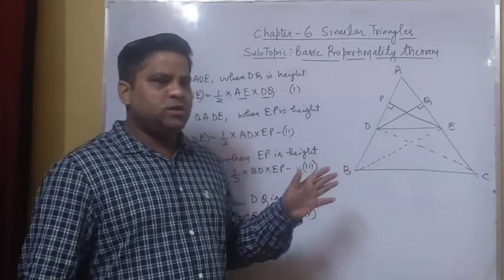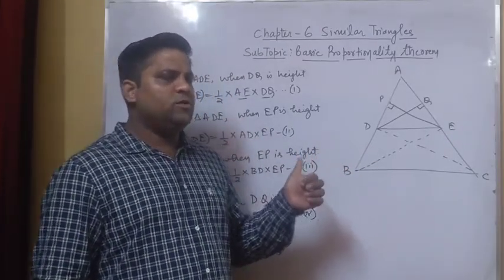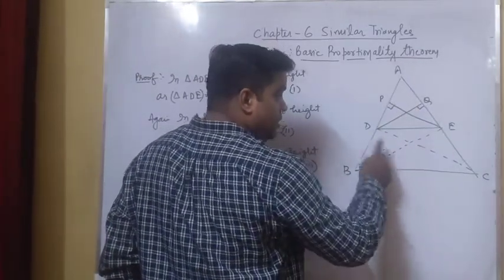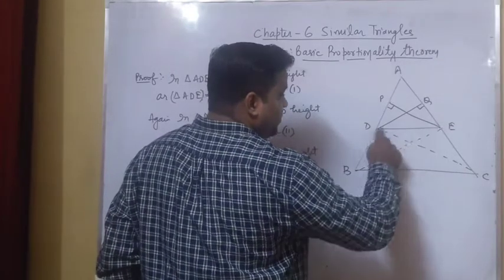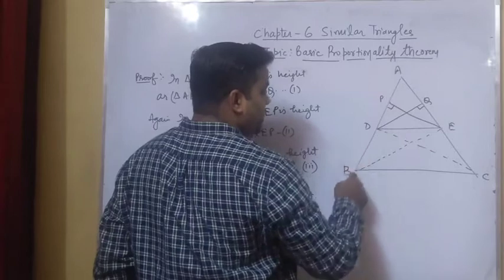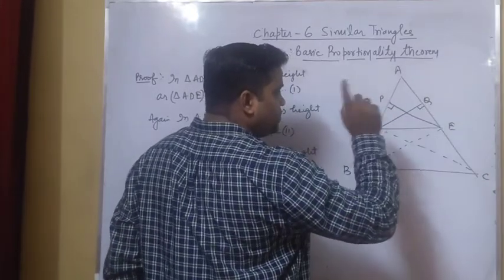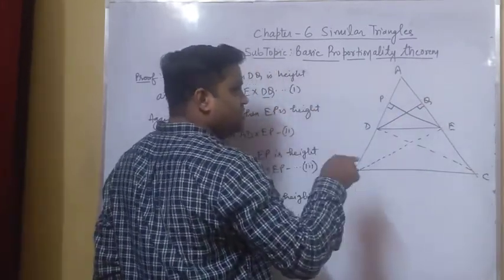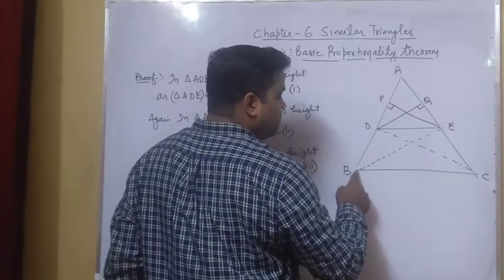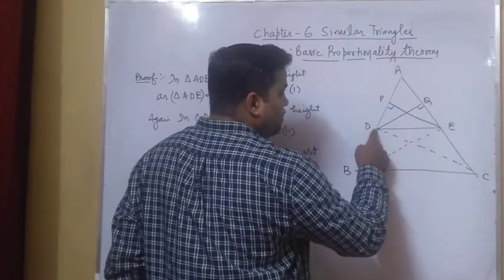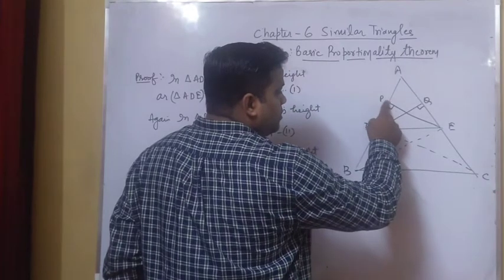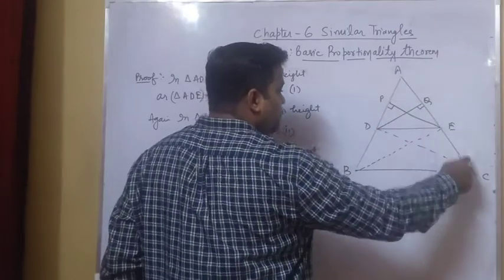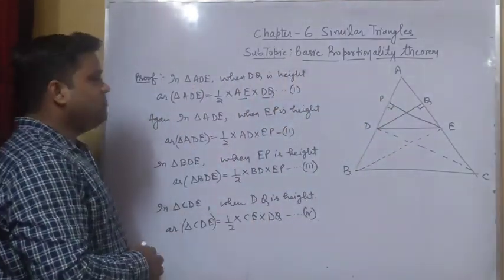As in the statement, we are given that in triangle ABC, DE is parallel to BC. Here we have to prove that DE divides the two sides, AB and AC, in equal ratio. Means we have to prove that AD upon DB is equal to AE upon EC. For proving this, we have done construction. We joined B to E, similarly D to C, and drew perpendicular EP to AB, similarly DQ perpendicular to AC. Now let us come to the proof of this theorem.